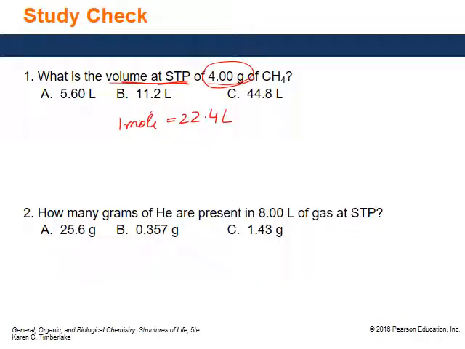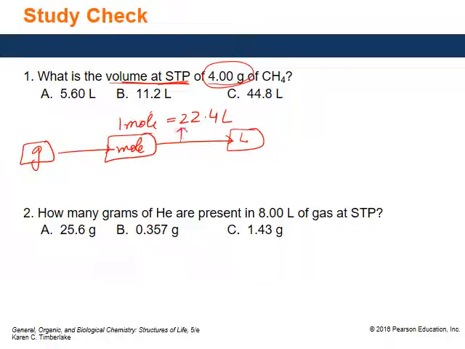But here the question is asking from grams to liters. So what is the conversion factor there? The only relationship I know right now is from moles to liters. So basically that means I will first have to go from grams of the gas to moles of the gas, and then I can go from moles of the gas to liters of the gas by using this conversion factor.